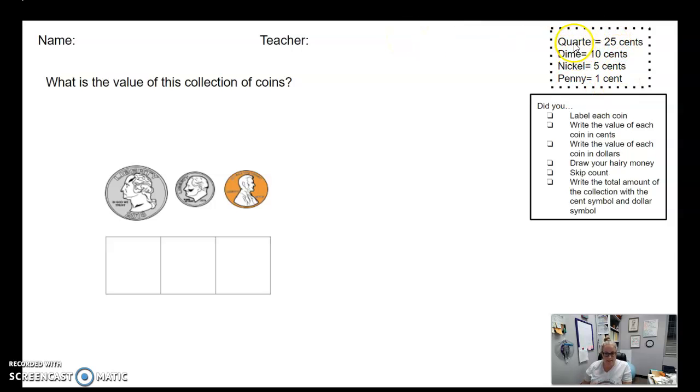On the side, I still have the name of the coins with how much they are worth. And then I gave you a checkbox so you can remember to do everything. So the first thing is, did you? And it says label each coin. So I'm going to write the name of all of the coins. Then I'm going to write the value of each coin in cents. So I'm going to write how much it's worth with the cent symbol. Then it says write the value of each coin in dollars. So then I'm going to put the dollar symbol. Then I'm going to draw my hairy money. I'm going to skip count. And then finally I'm going to write the total.